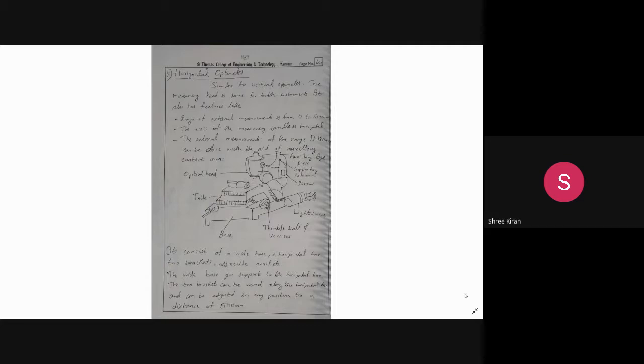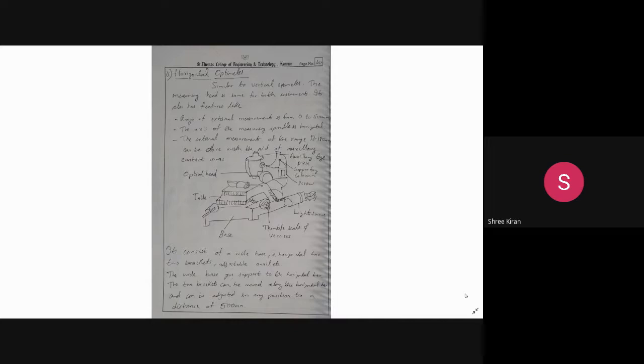This is what happens in the case of a horizontal optimeter, where the two brackets can be moved along the horizontal bar and adjusted to any position to a distance of 500 mm. So it can be used for measuring a variety of components up to 500 mm. That's the main feature of the horizontal optimeter. Everything else it shares with the vertical optimeter.